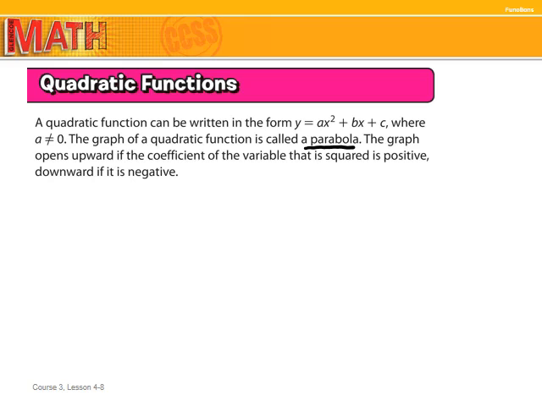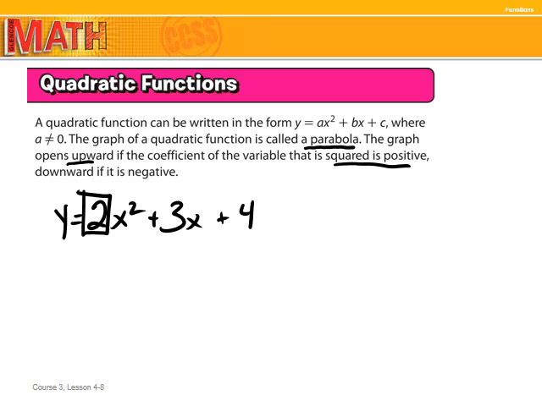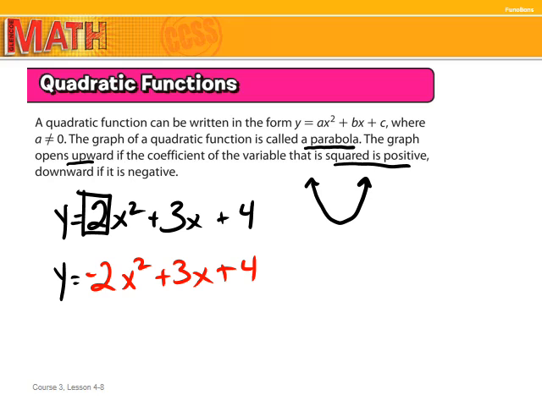The graph opens upward if the coefficient of the variable is positive, downward if it is negative. So for example, if we were to have y equals 2x squared plus 3x plus 4, because the 2 is positive, our parabola would open upward. If we had y equals negative 2x squared plus 3x plus 4, because of the negative, our parabola would be facing downward.